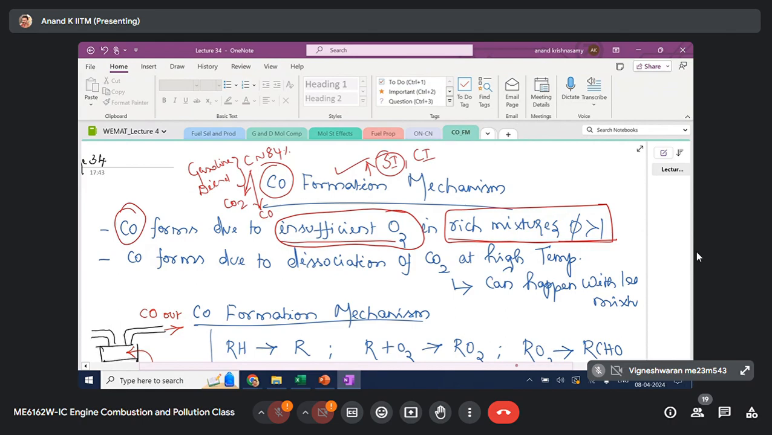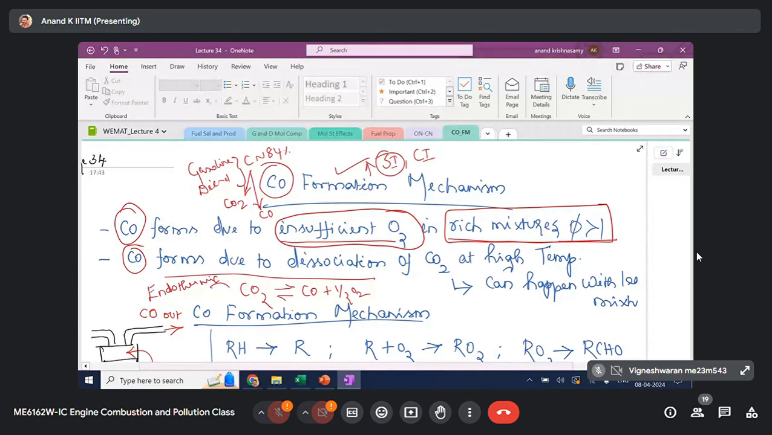The other source, a relatively minor one, that results in CO is the dissociation reaction. Dissociation is an endothermic chemical reaction. If CO2 levels in the engine cylinder are high and the temperatures are high, the CO2 is going to absorb thermal energy and dissociate to CO and half O2. It dissociates, forming oxygen and carbon monoxide. So CO2 can dissociate when temperatures are high. Any dissociation reaction is an endothermic reaction.